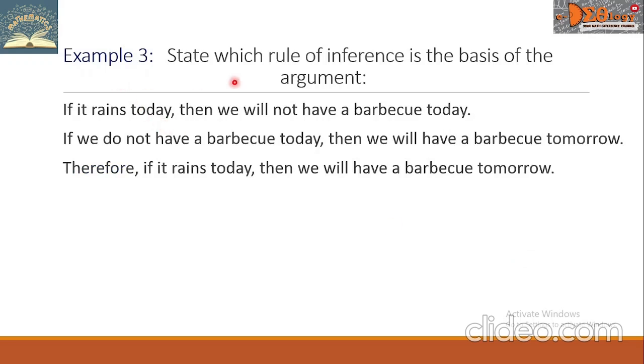Example 3. State which rule of inference is the basis of the argument. If it rains today, then we will not have a barbecue today. If we do not have a barbecue today, then we will have a barbecue tomorrow. Therefore, if it rains today, then we will have a barbecue tomorrow.